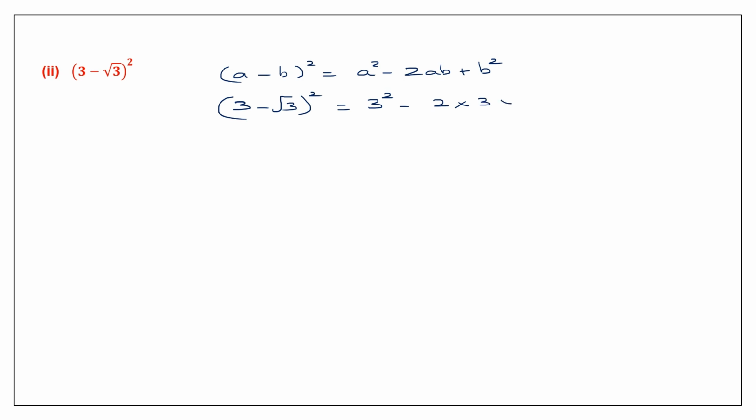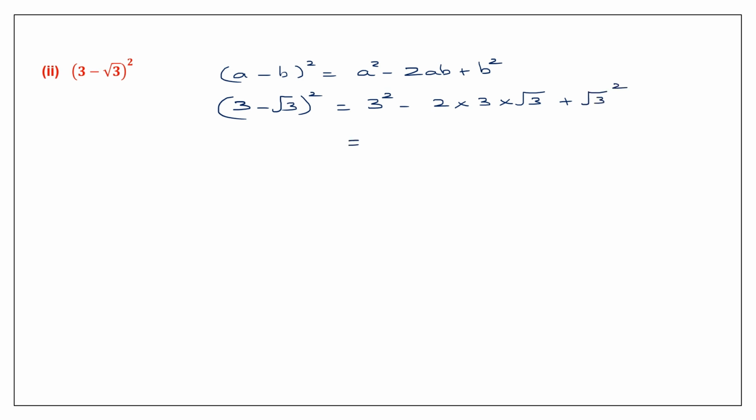Question 2. (3 minus root 3) the whole square. We need to say whether this is rational or not. So again, let's work this out. Now again, this can be taken as (a minus b) the whole square. So what is that formula? What is the expansion? (a minus b) the whole square is a square minus 2ab plus b square. So if we apply that formula, we get (3 minus root 3) the whole square in the same format. Now a square will be 3 square minus 2 into a, which is 3, into b, which is root 3, plus b square, which is (root 3) the whole square.